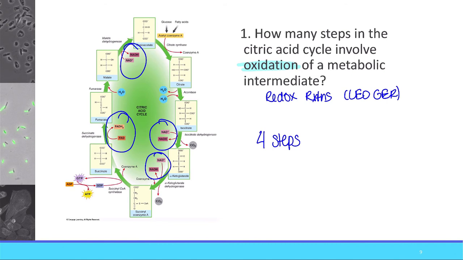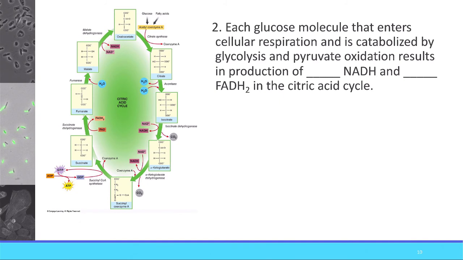So let's take a look at problem number 2. Problem number 2 states, each glucose molecule that enters cellular respiration and is catabolized by glycolysis and pyruvate oxidation results in the production of X NADH and X FADH2 in the citric acid cycle. So this problem is asking us how many NADH molecules are produced and how many FADH2 molecules are produced in the citric acid cycle.